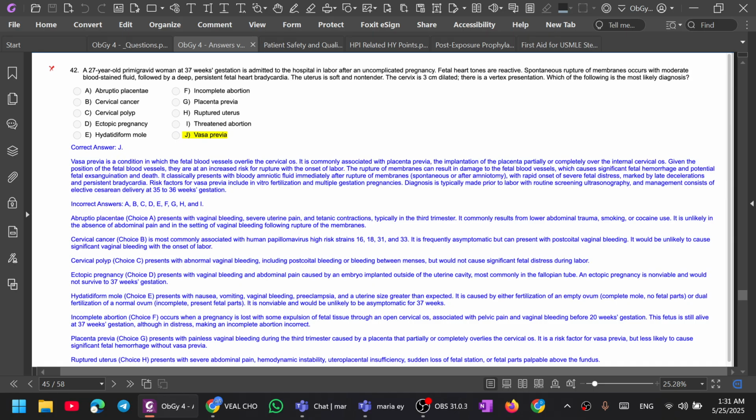Risk factors for vasa previa include in vitro fertilization and multiple gestation pregnancies. Diagnosis is typically made prior to labor with routine ultrasound, and management consists of elective C-section at 35 to 36 weeks gestation. Placenta previa presents with painless vaginal bleeding during the third trimester caused by a placenta that partially or completely overlies the cervical os. It is a risk factor for vasa previa, but less likely to cause significant fetal hemorrhage without vasa previa.